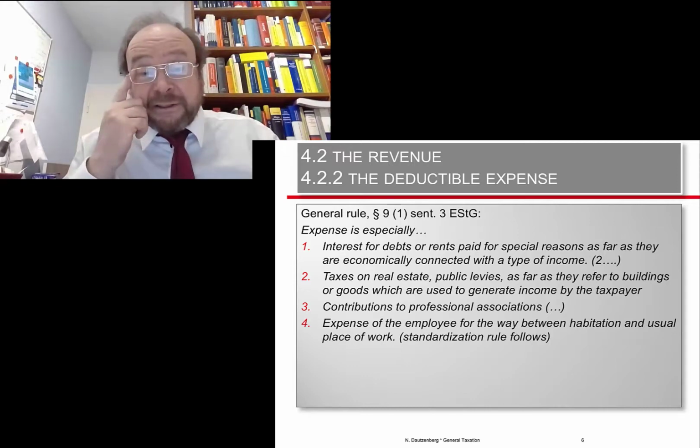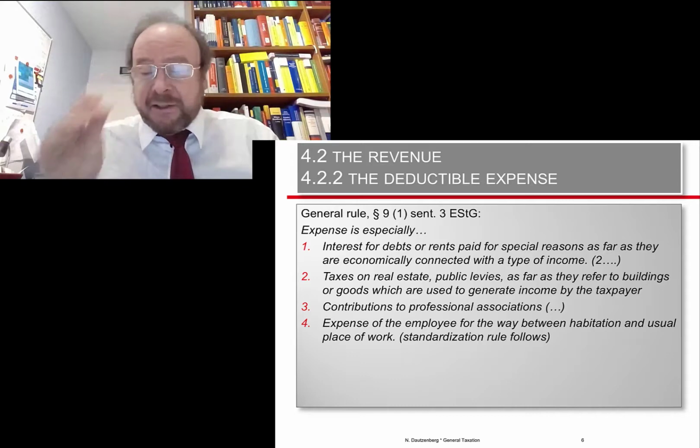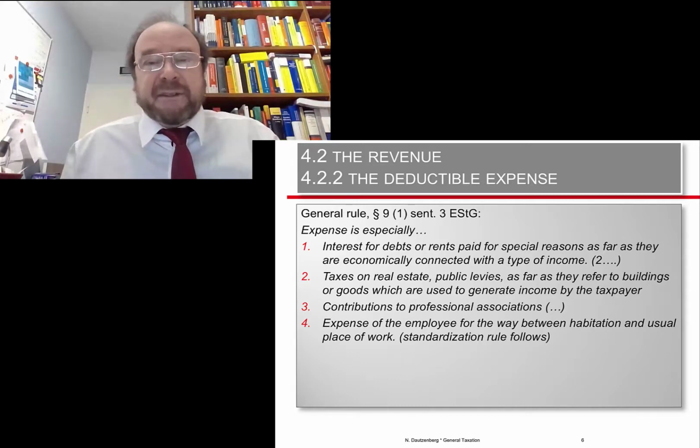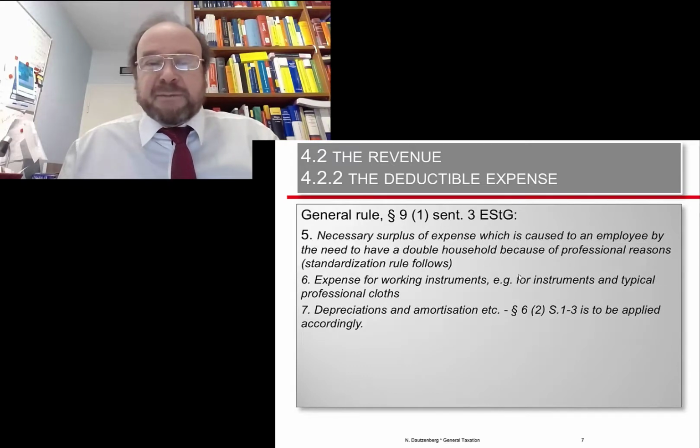The remark that a standardization rule follows is just the hint that as this case is very, very frequent, and as an exact calculation of those travel costs would be highly complicated, at least highly complicated to check if everything has been declared correctly, for that reason it is then stated that the travel cost for work has to be calculated in a standardized way according to standardized rules with standardized amounts of expenses which are acknowledged as deductible expense per kilometer.